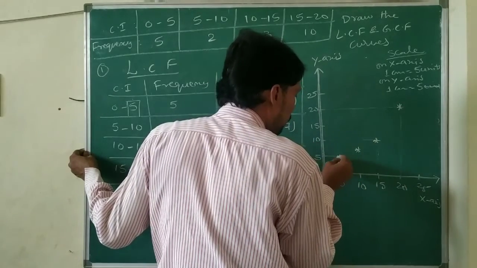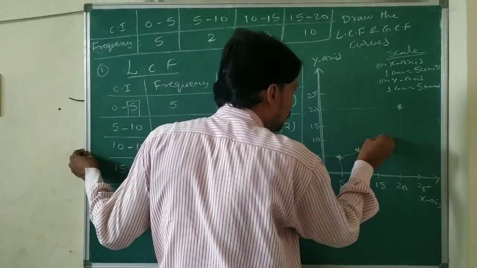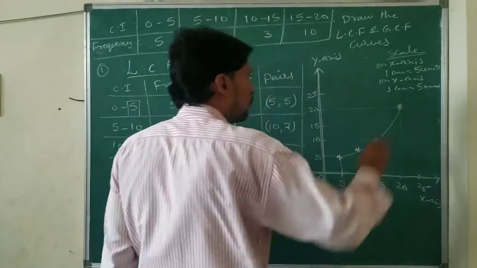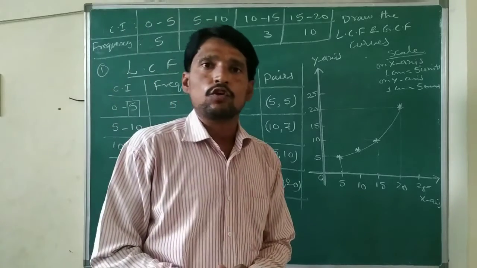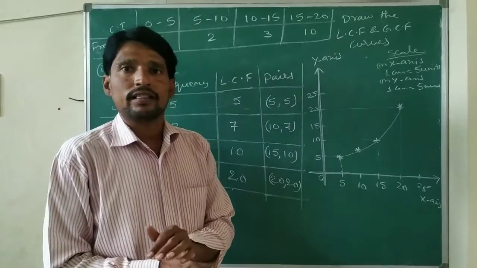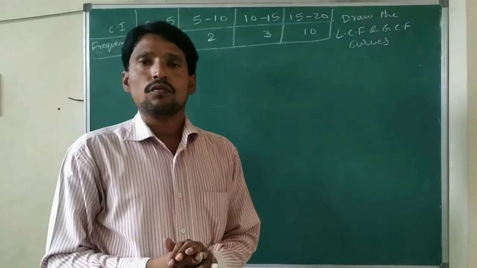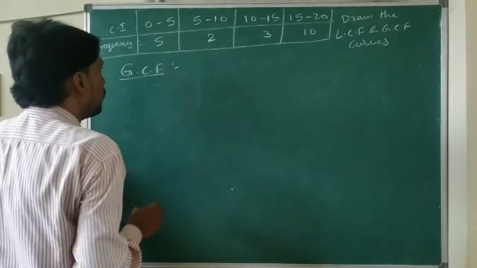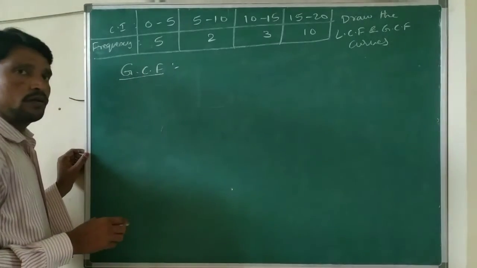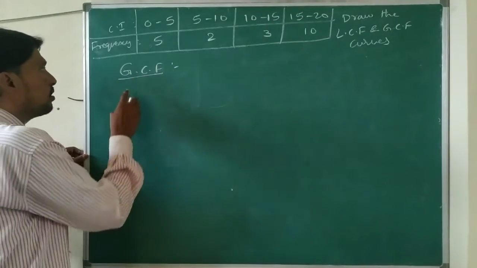So how do we join the points freely? We are getting a rising graph. This is called LCF, less than cumulative frequency, or less than ogive curve. For this data only we can also find GCF. GCF means greater than cumulative frequency curve, or greater than cumulative ogive.